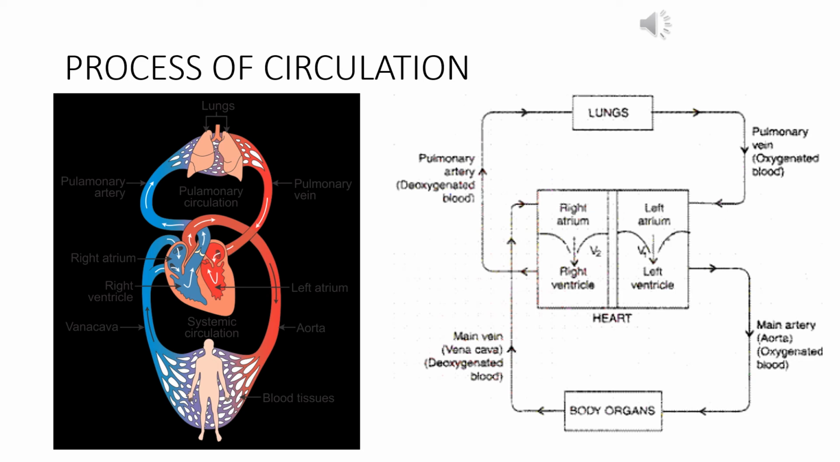In the lungs, carbon dioxide is released from the blood and oxygen is absorbed, so the deoxygenated blood is turned into oxygenated blood. Then the pulmonary vein returns the oxygenated blood or oxygen rich blood from the lungs to the heart. The aorta carries this oxygen rich blood from the heart to all parts of the body. So this is the process of double circulation.